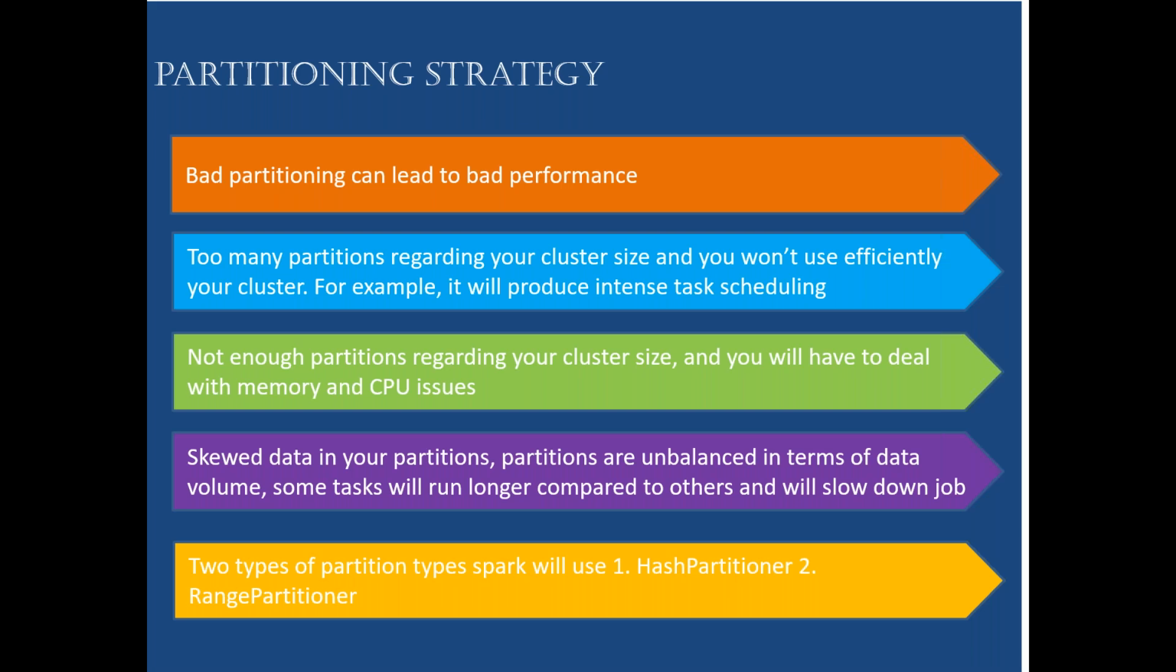This problem mainly comes when you use Coalesce. When you use the Coalesce function, you will have this kind of problem. We will see practically. I'll show you each and everything. Next, partitions are unbalanced. Unbalanced means it's basically not evenly distributed. It's unbalanced in terms of data volume. Yes, data volume: the first partition has 70 records or 60 records, the second partition has 20 records, and the third and fourth have 10 records. Some tasks will run longer compared to others and will slow down the job.